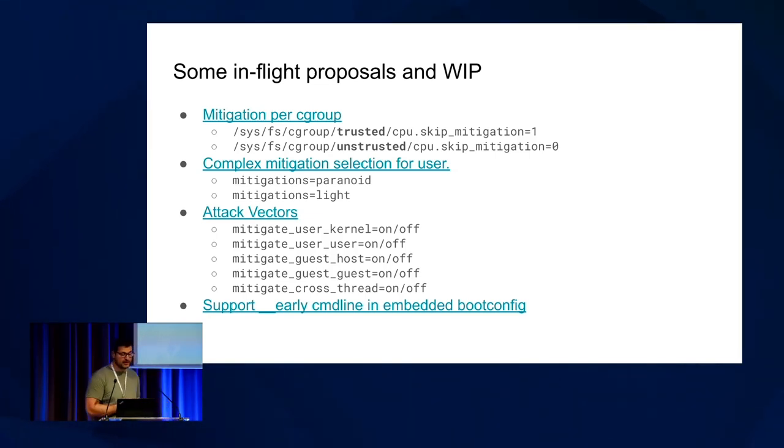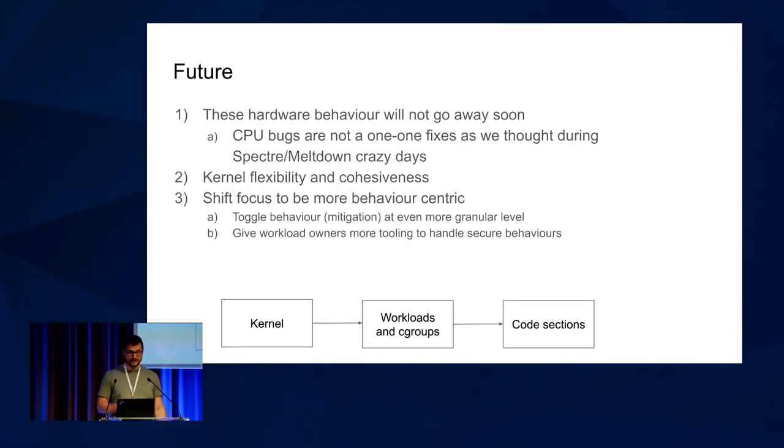And David from AMD is trying to create something like kernel arguments: what types of problems do you want to mitigate based on your threat model? Like user to kernel, guest to guest, what are the problems you want to mitigate? And also some boot config options that will help to pass some of those configurations into the kernel itself, so you don't need to deal with the command line at runtime. Anyway, this is my last slide on where I think we should go.